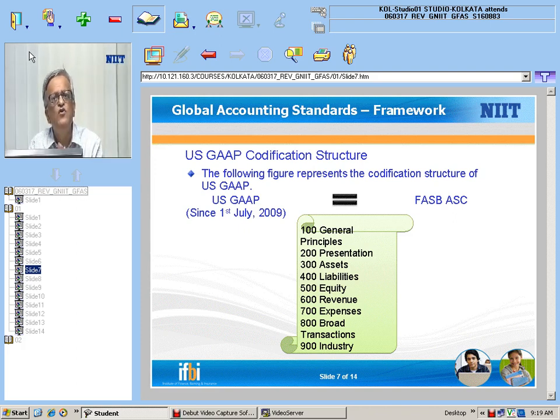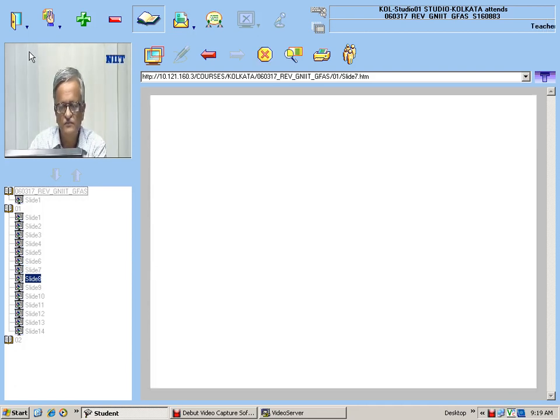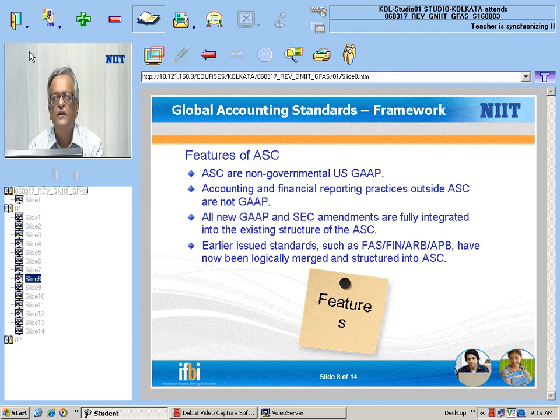Based on these, you will be able to find out any item. So if you want to know something about assets, you have to go to 300. And we shall see in the next slide how the codification is further broken up. So this is the codification, 100, 200, in this way up to 900. Accounting structure codification are non-governmental US GAAP. That means these are not related to government organizations. ASC, accounting structure codification, is not applicable to government organizations, only for non-governmental organizations.